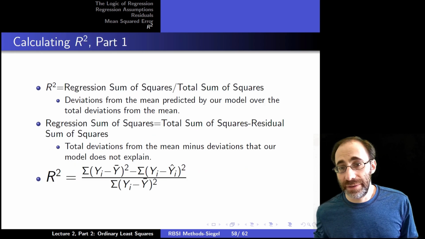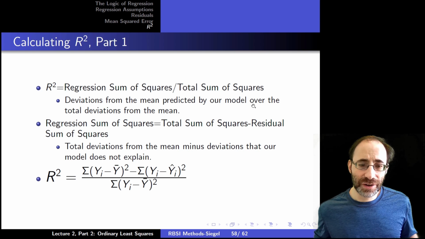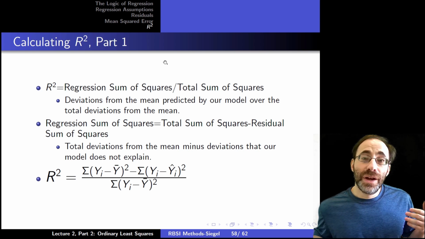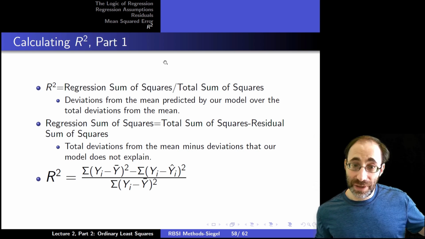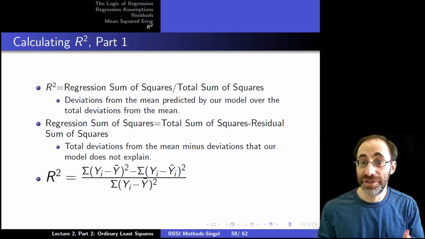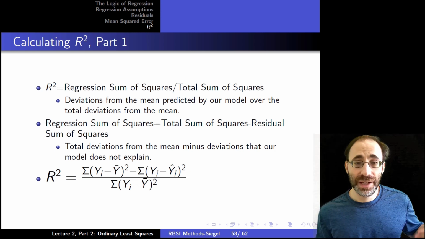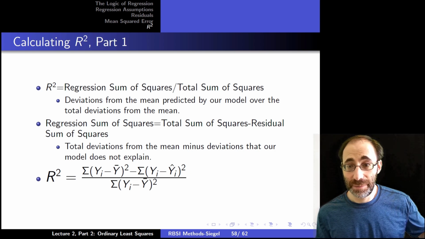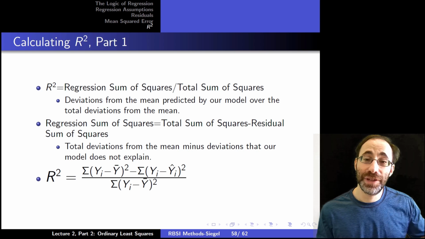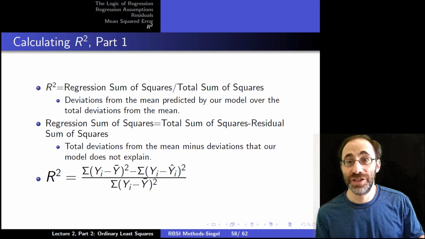Okay, how do we calculate it? Well, it's a little harder to calculate than the other one, but not much. R squared is the regression sum of squares divided by the total sum of squares. The regression sum of squares is the deviations from the mean predicted by our model over the total deviations from the mean.